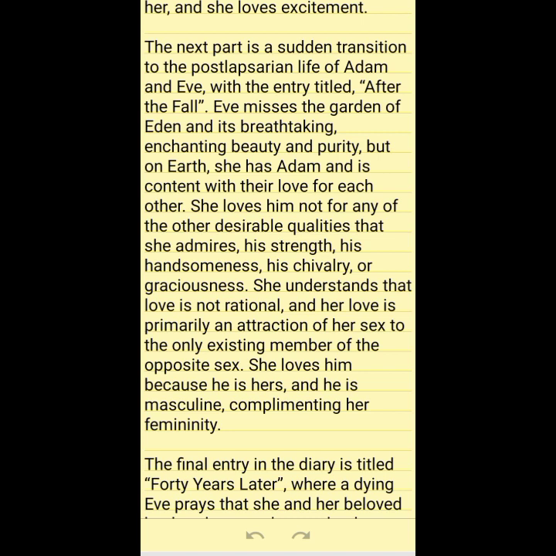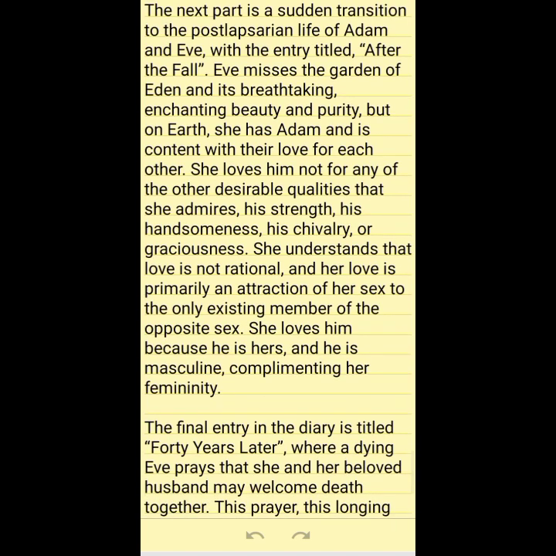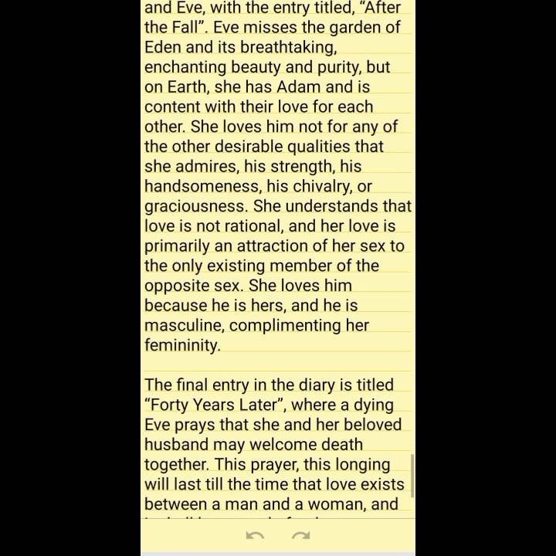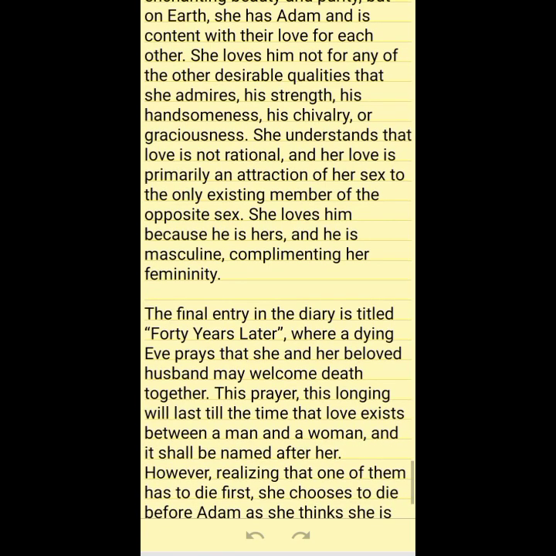She loves him not for any of the other desirable qualities that she admires, his strength, his handsomeness, his chivalry, or graciousness. She understands that love is not rational, and her love is primarily an attraction of her sex to the only existing members of the opposite sex. She loves him because he is hers, and he is masculine, complementing her femininity.